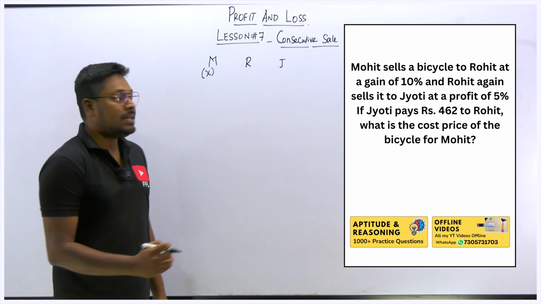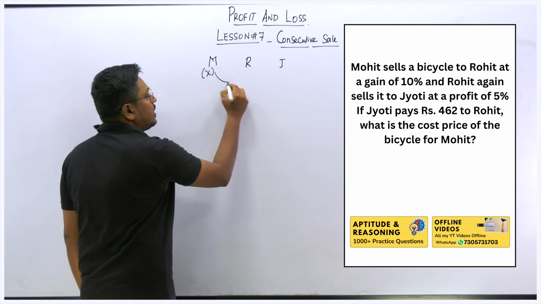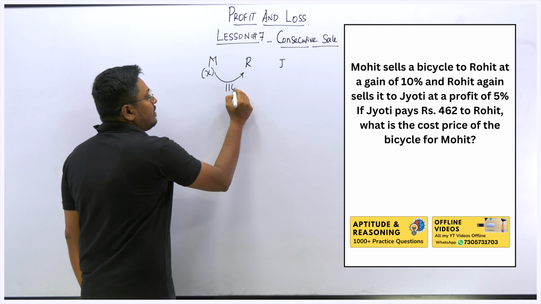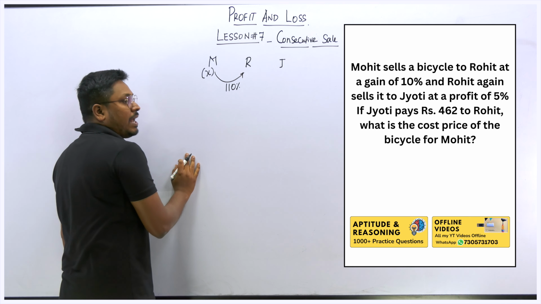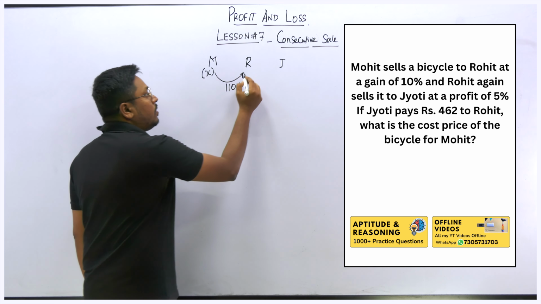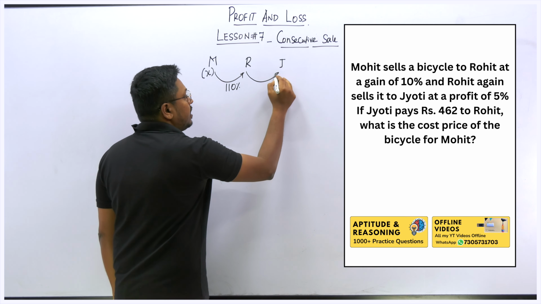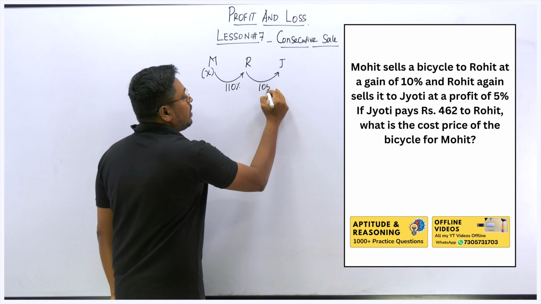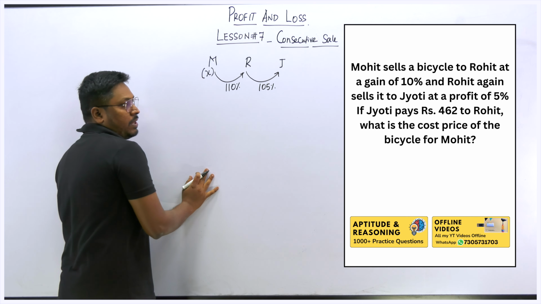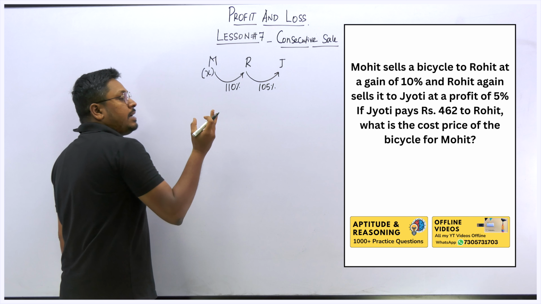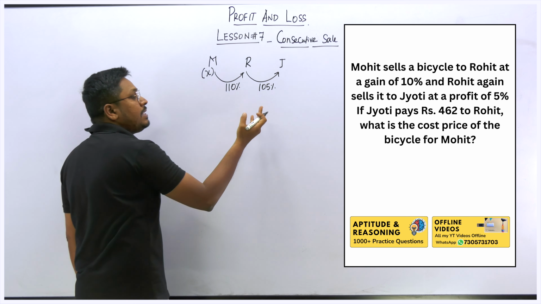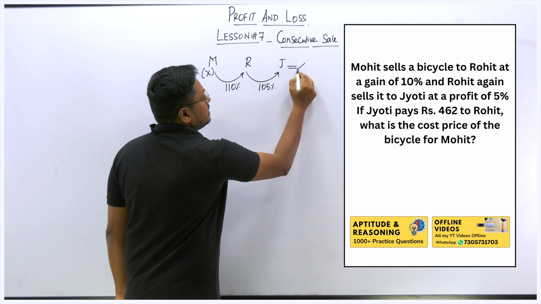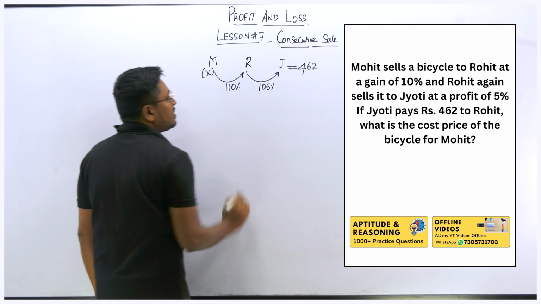But what the question says is Mohit is selling the scooter to Rohit at a profit of 10%. So Mohit will be getting 110% after selling. Similarly, Rohit is selling the same scooter to Jayoti at a profit of 5%, so it will be 105% for Rohit. The last data is that Jayoti gets the scooter for the price 462, so this is equal to 462.